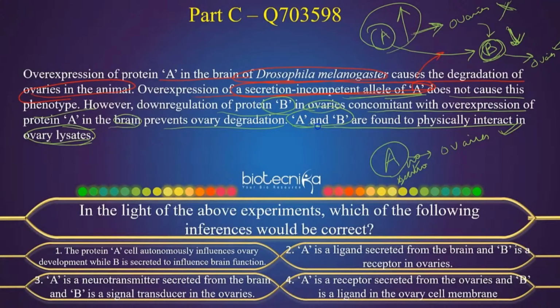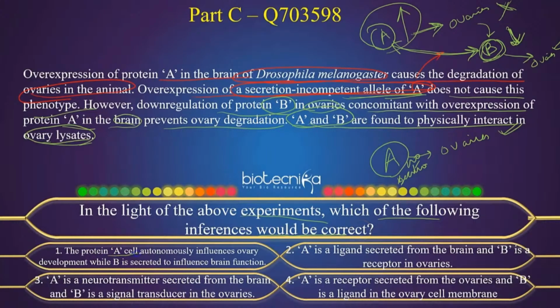That means A and B are physically interacting with each other. Right? Physically they seem to form a bonding together. So A and B, you should remember this. Basically they are asking something regarding signal. In the light of the above experiment, which of the following inferences could be correct?